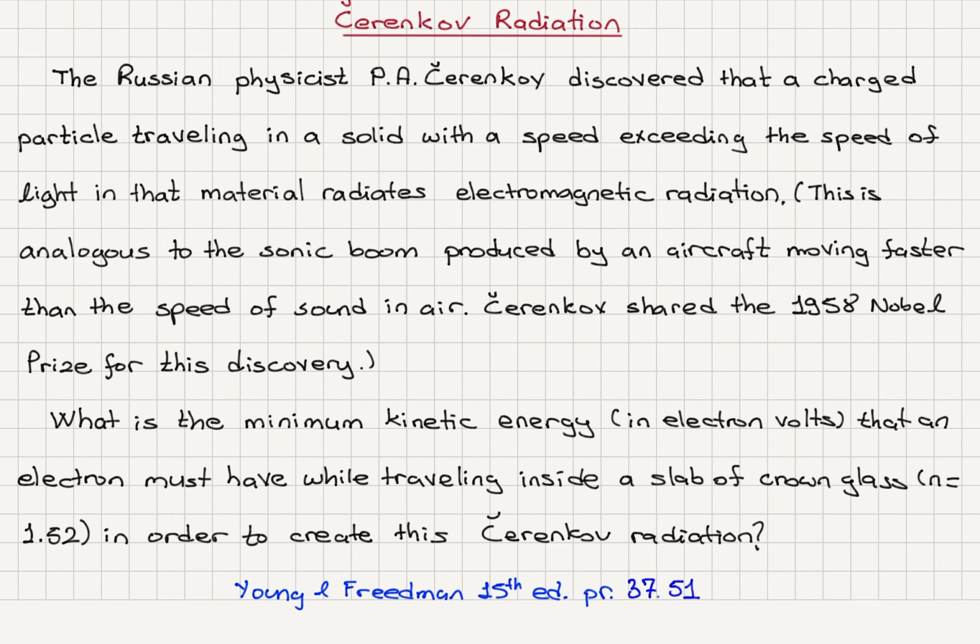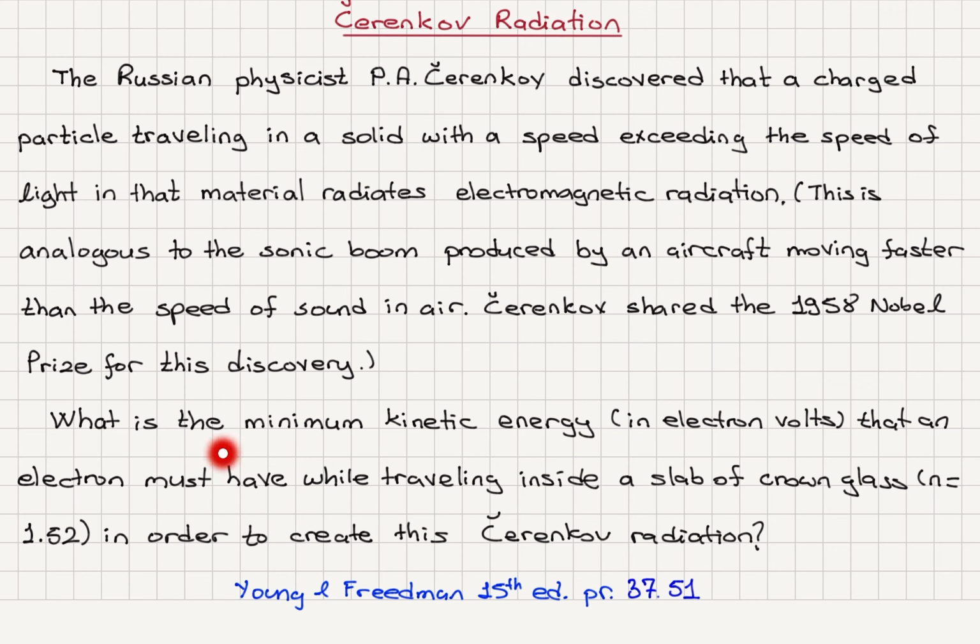Okay, so let's see what we did here. We are talking about Cherenkov radiation, which was discovered by the Russian physicist P.A. Cherenkov, and that allowed him to get the 1958 Nobel Prize for this discovery. What Cherenkov says is that if you have a charged particle in a solid propagating with a speed exceeding the speed of light in that material, it will radiate electromagnetic radiation. And at the end of the solution, I've also said that this electromagnetic radiation, these waves in that material, will travel with the speed of light in that material.